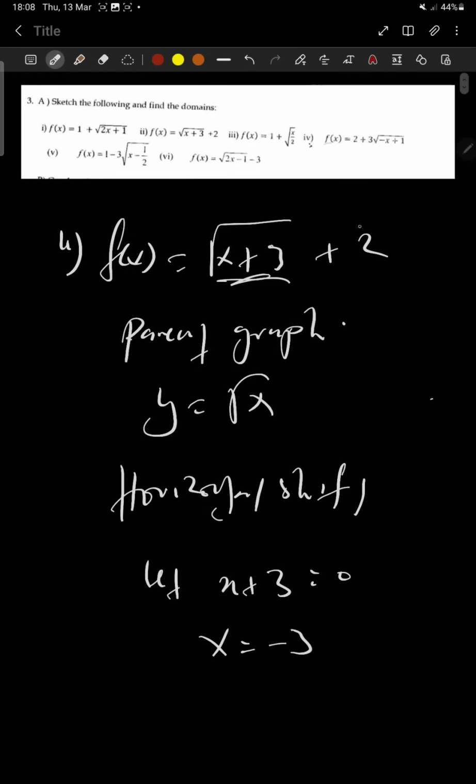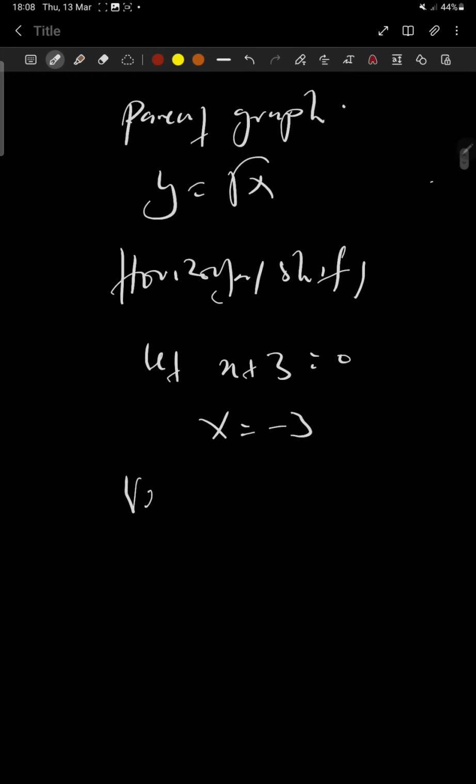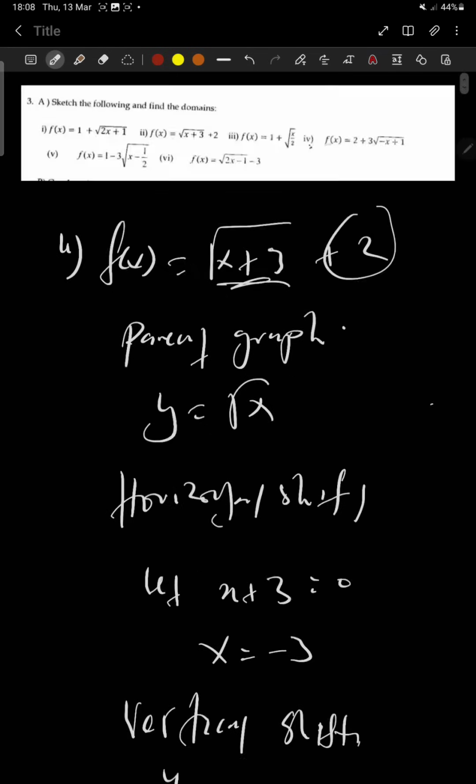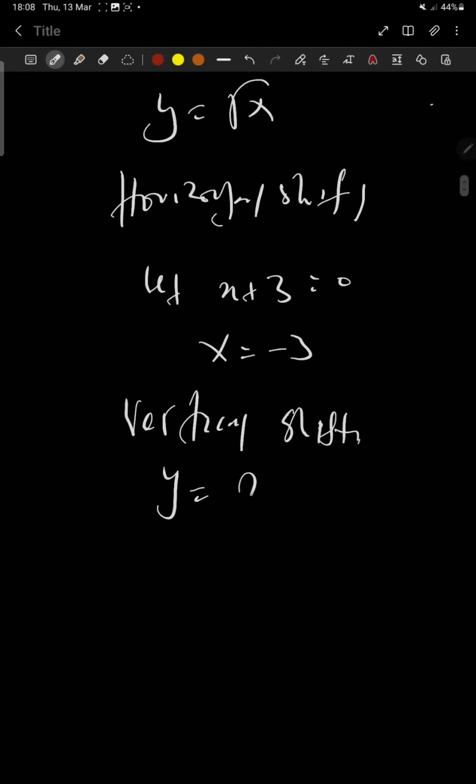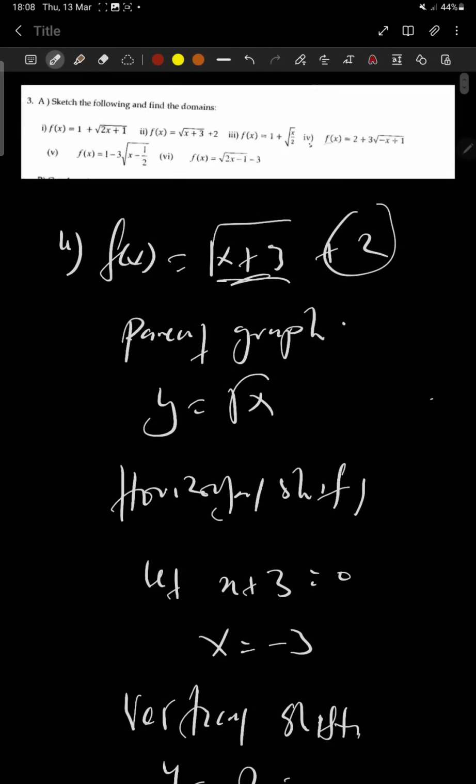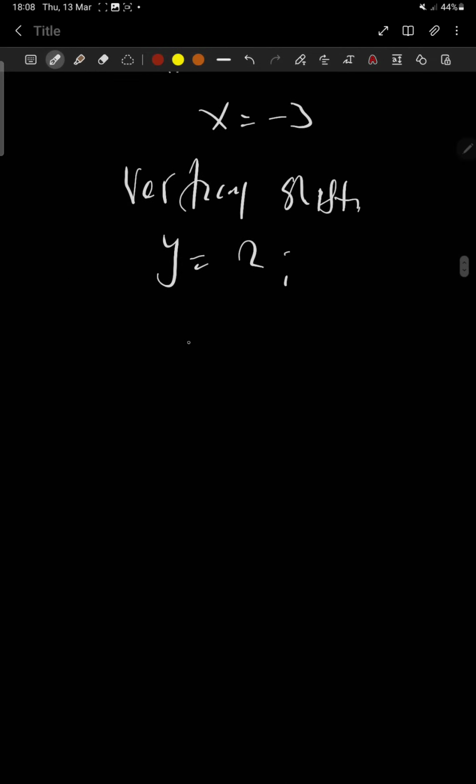After this, what do you do? You go to the vertical shift. What is our vertical shift? Our vertical shift is y is equal to 2. Is there anything else? Nothing else.